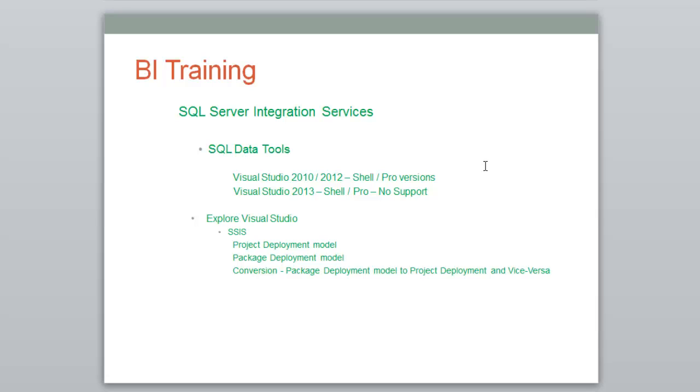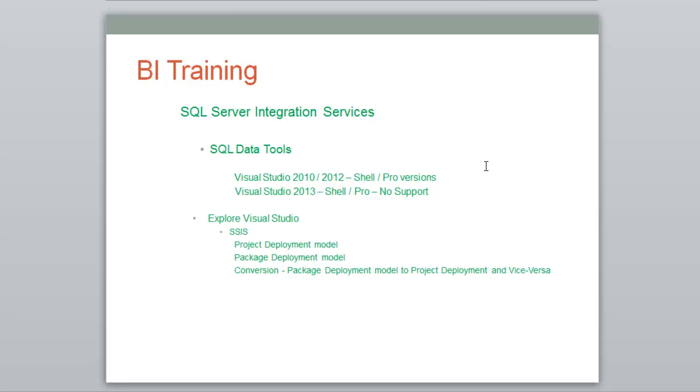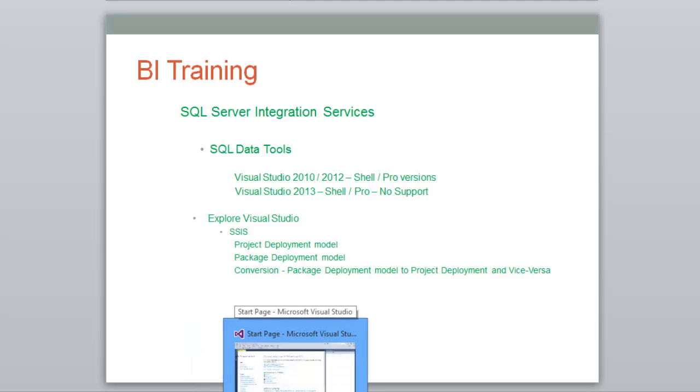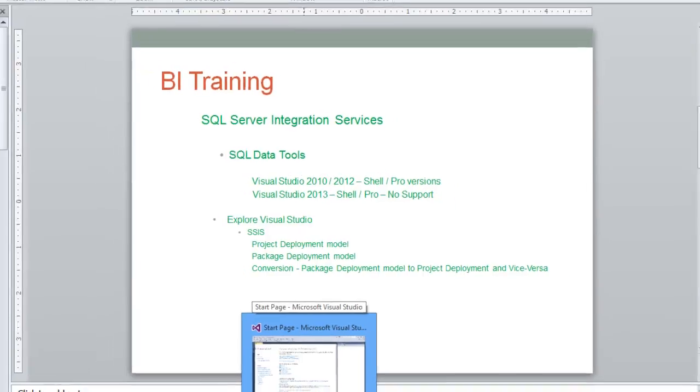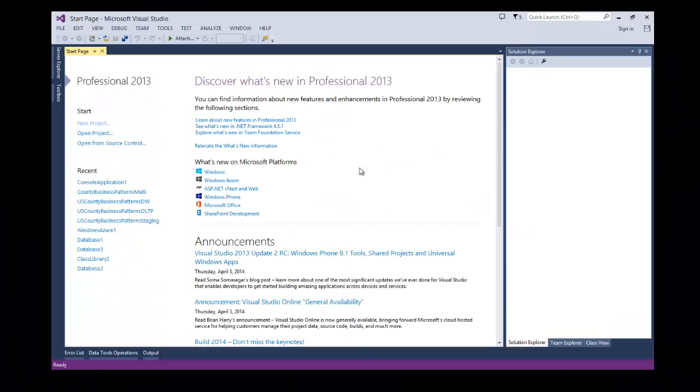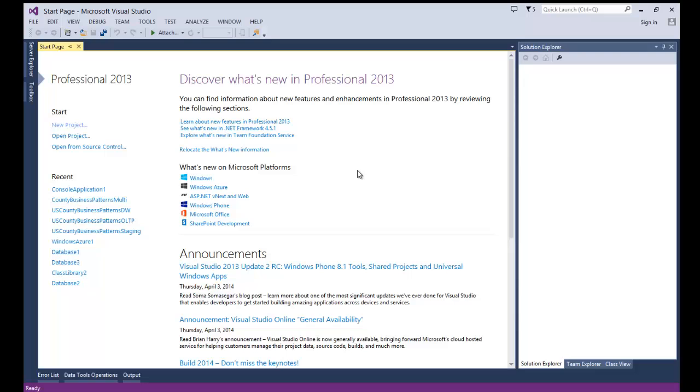And we are going to explore some of the features of Visual Studio for SSIS development. Basically we are going to explore the project deployment model, the package deployment model, and how to convert from the package deployment model to the project deployment model and vice versa. So let's go into Visual Studio and explore some features before we talk about the project and package deployment models. And as I said, let me show you quickly that Visual Studio 2013 does not support SQL Data Tools.